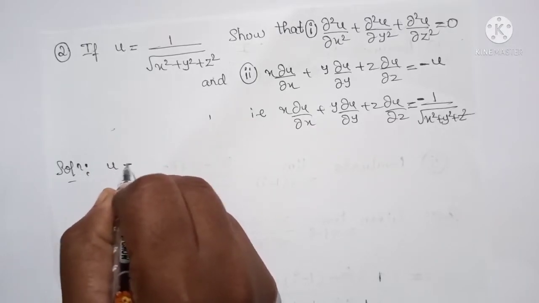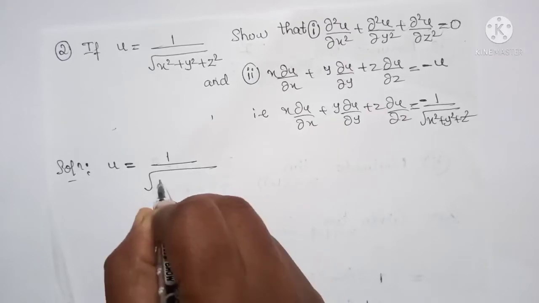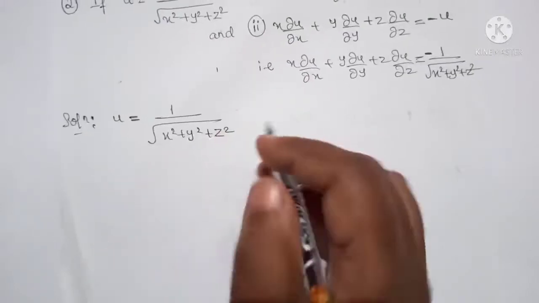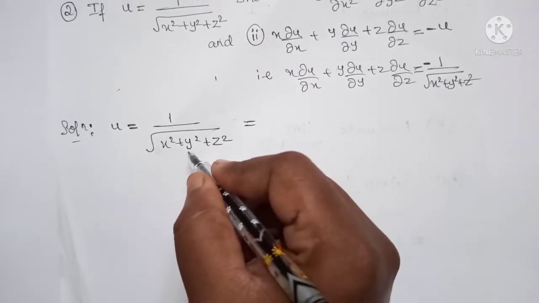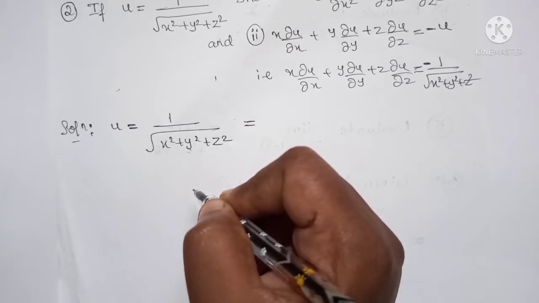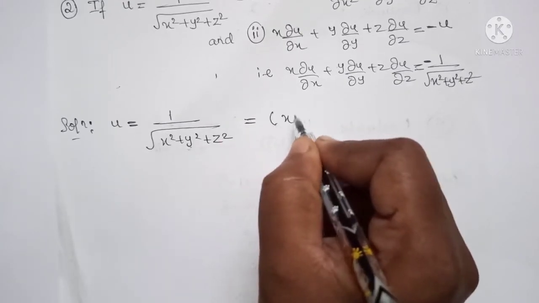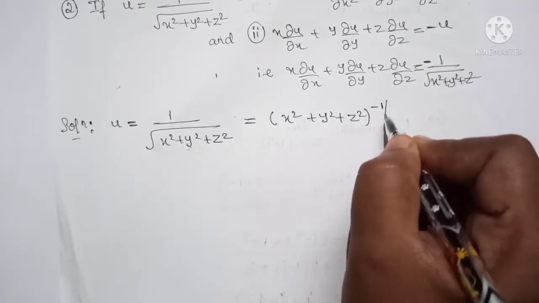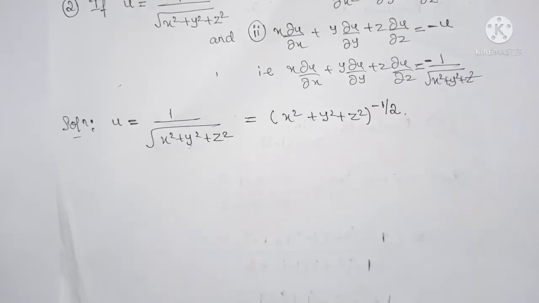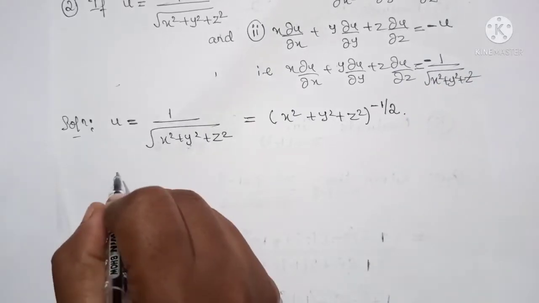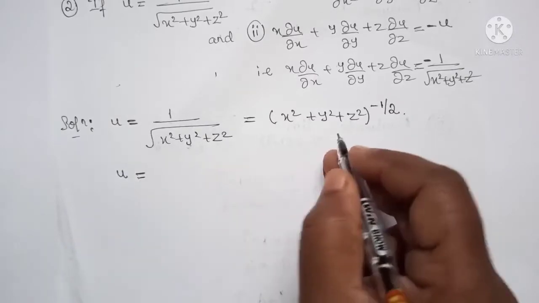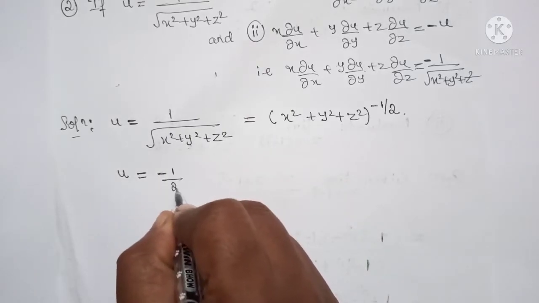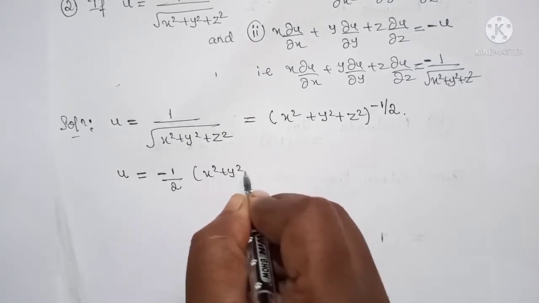Here u is equal to 1 divided by the square root of x square plus y square plus z square. The square root can be written as power 1 by 2, and taking it to the numerator it becomes (x square plus y square plus z square) whole power minus 1 by 2. This will be easy to differentiate, and we know that the differentiation of x raised to m is m into x raised to m minus 1.